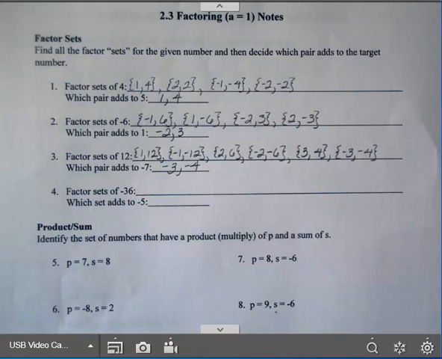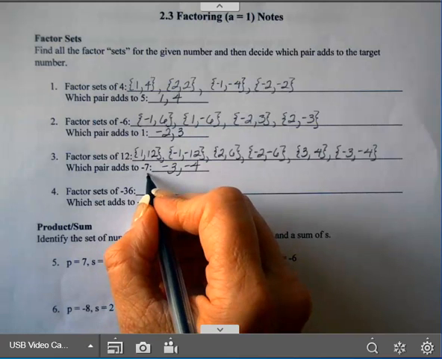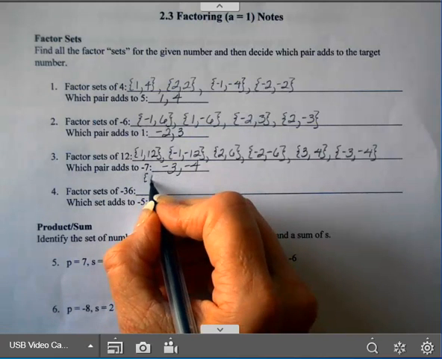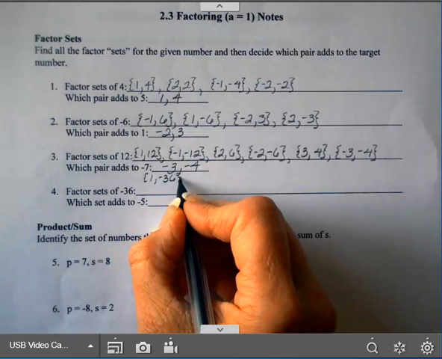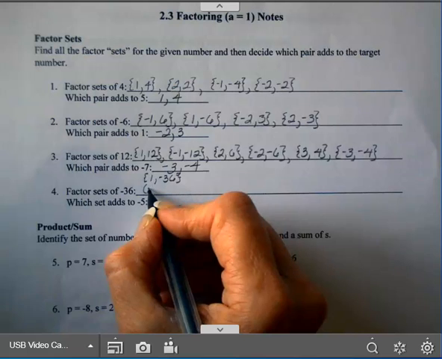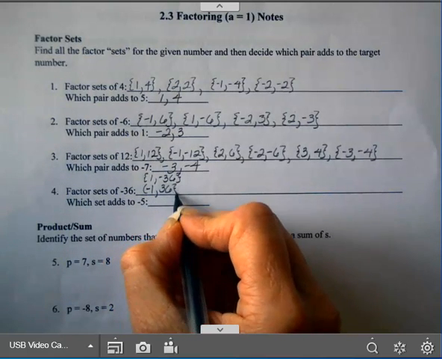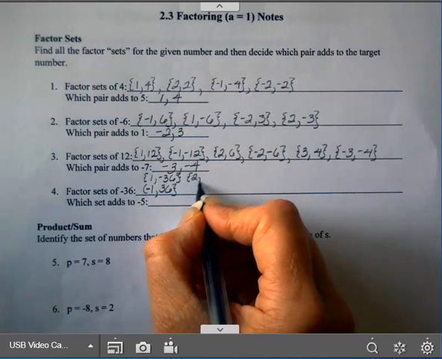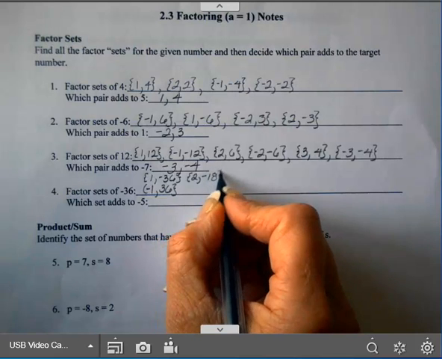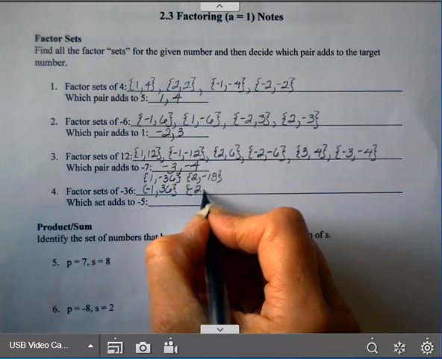Our next factor set is going to be huge. I think I'll start up here so I have a couple lines. So we have 1 and -36. We have -1 and +36. I also have 2 and -18. -2, +18.